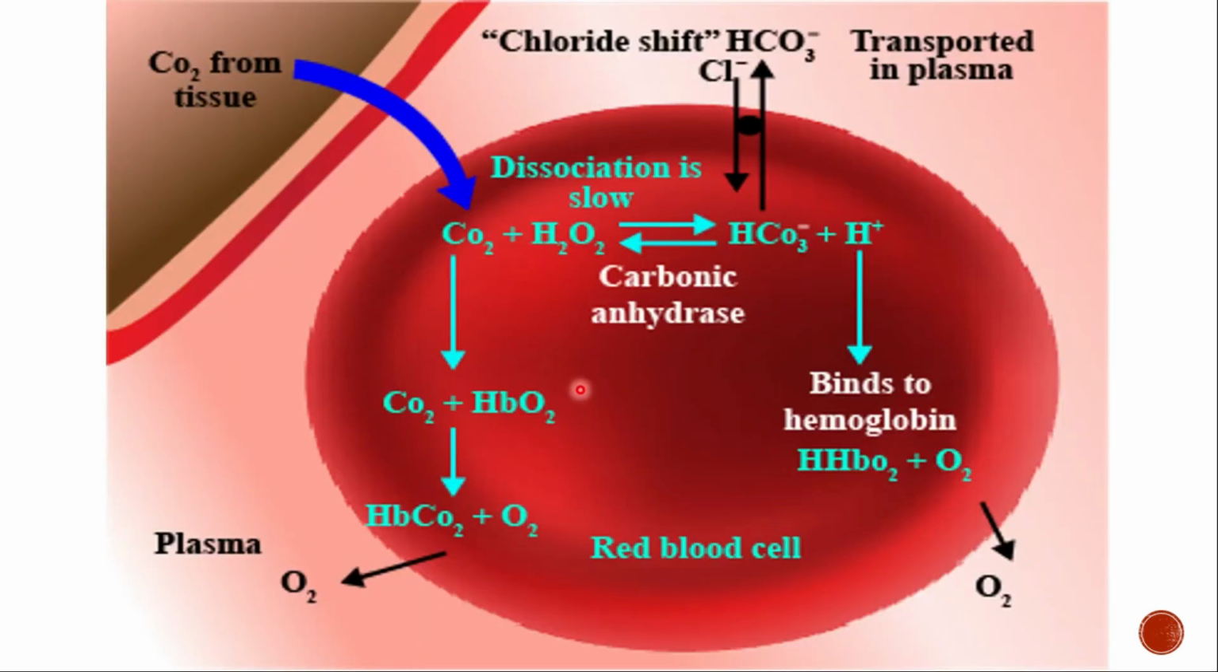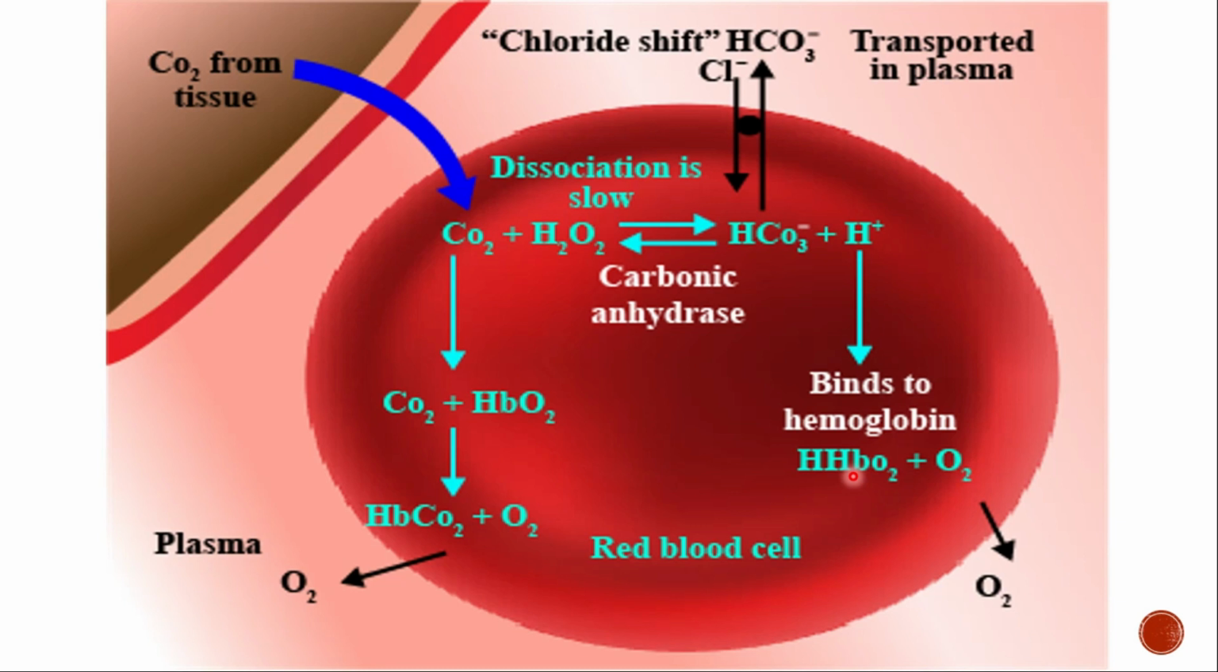We can see here the reaction. Carbon dioxide is converted with the help of water and in the presence of carbonic anhydrase to bicarbonate ion. These bicarbonate ions then bind to the hemoglobin directly, and it is a very important fact that hemoglobin's tendency to bind with carbon dioxide is much more as compared to oxygen.